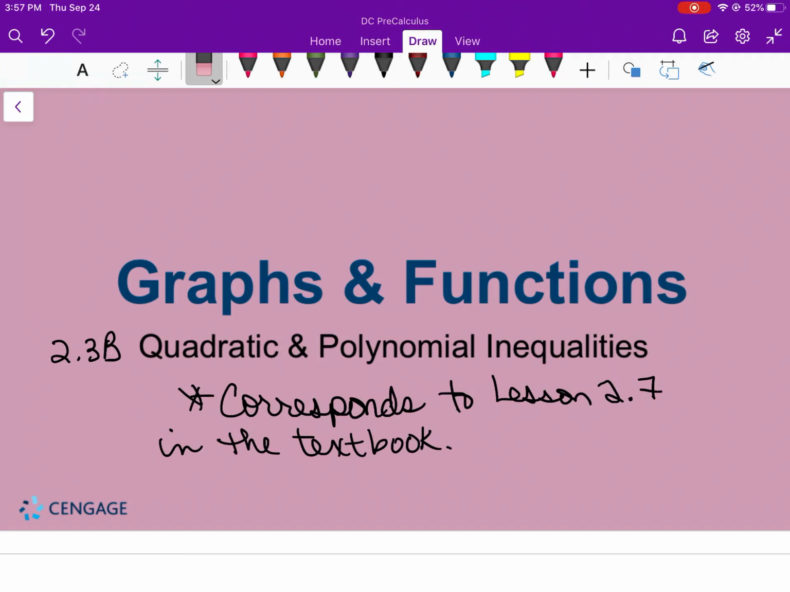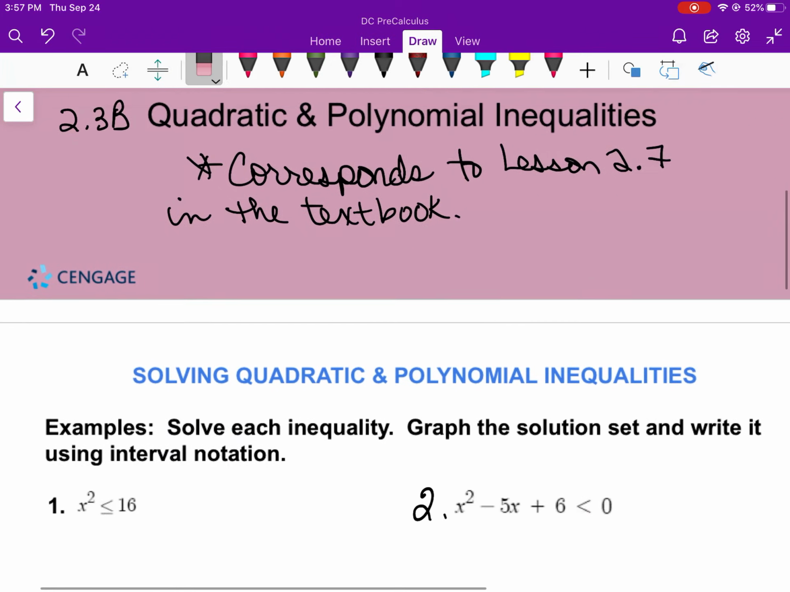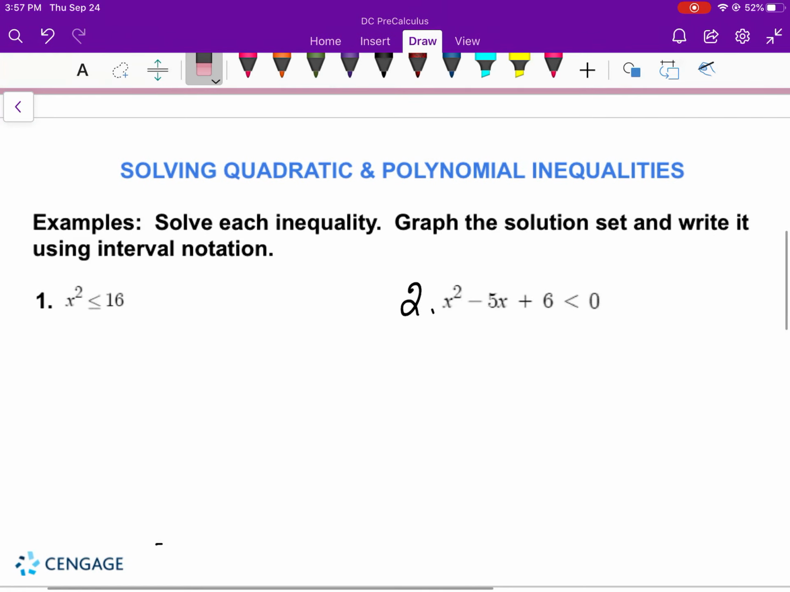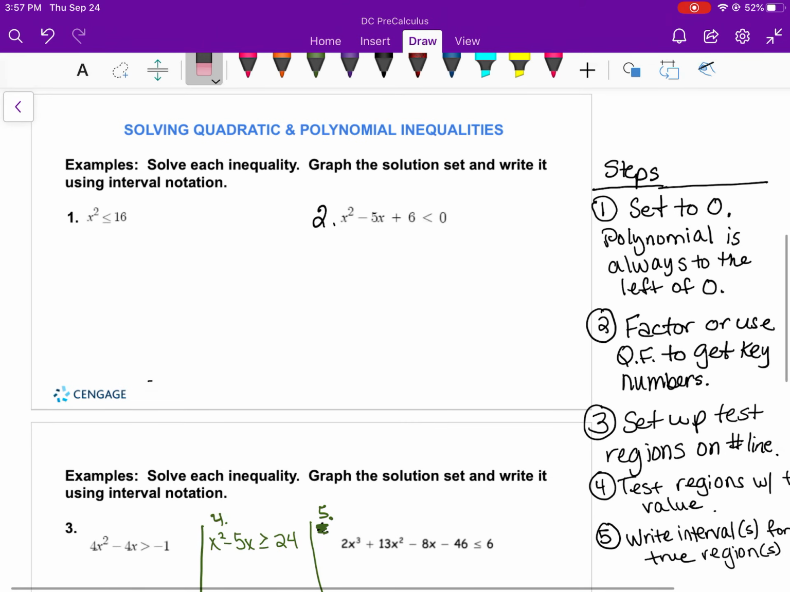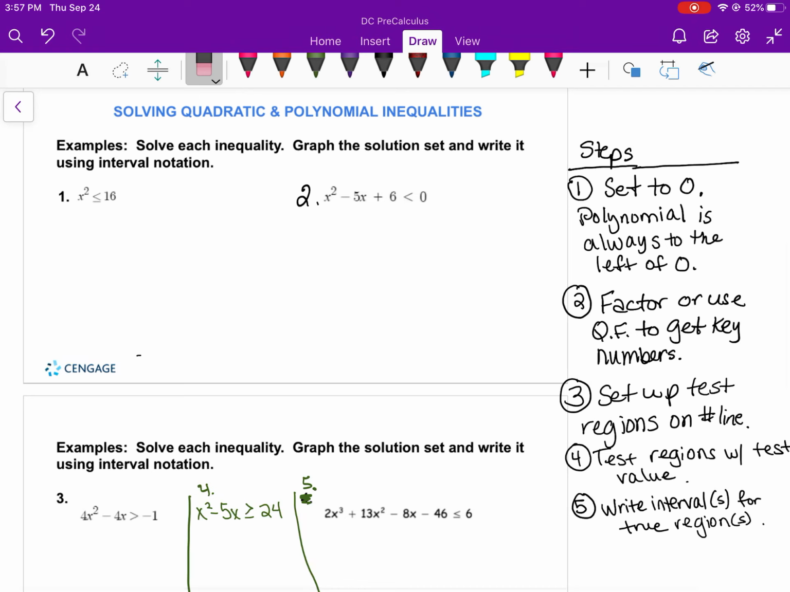Pre-calculus, we're going to cover lesson 2.3 part B in this video. It corresponds to lesson 2.7 in your textbook. We're going to be solving quadratic and polynomial inequalities, and there is basically a 5-step process over here in the margin that you're going to need to follow.